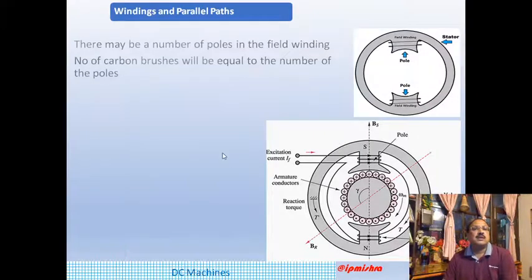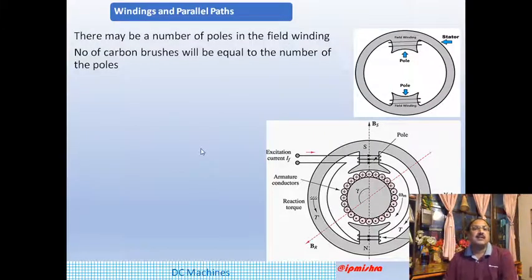Now we'll quickly move to windings and parallel path. This is a very common term in the study of DC machines, the parallel path. Parallel path basically refers to the windings.